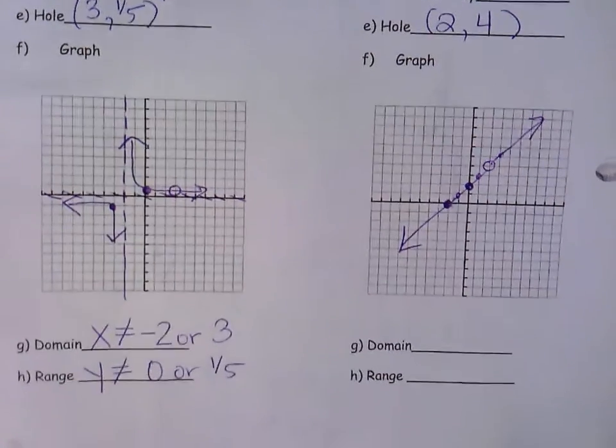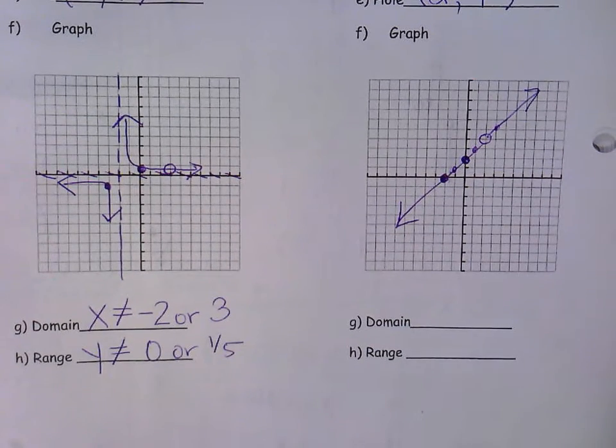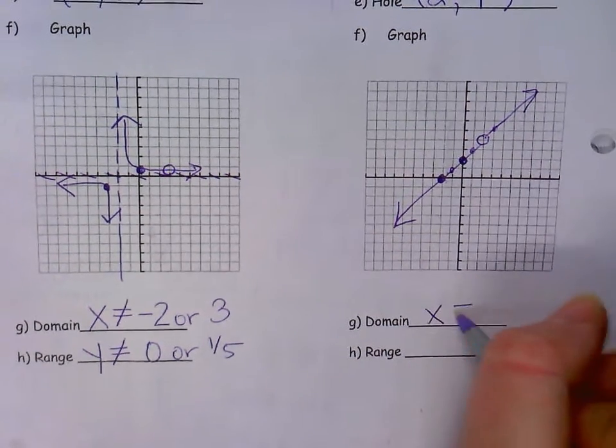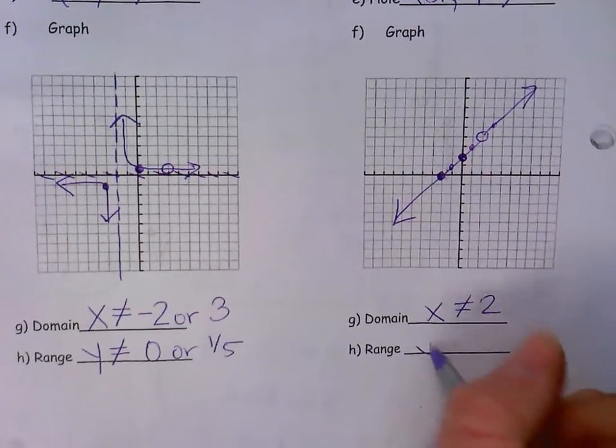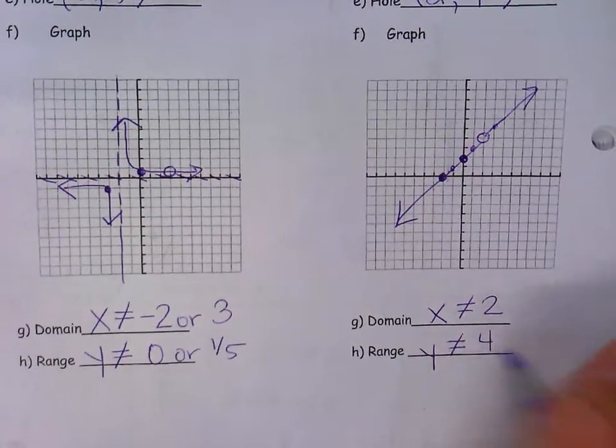And what would my domain and range be? So a line is usually all real numbers. So the only undefined x and y value are going to be right there at the hole. So x can never be positive 2 and y can never be positive 4.